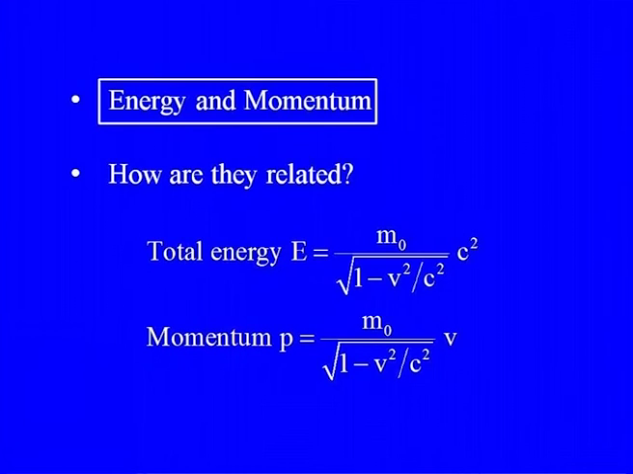Remember we started this module by talking of mass, energy, and momentum. Let's talk of energy and momentum. How are they related? Well, you know from your previous slides that the total energy is m0 divided by root over 1 minus v square by c square times c square, that is mc square. What is the momentum? That is m times v, m being your familiar m0 divided by root over 1 minus v square by c square.